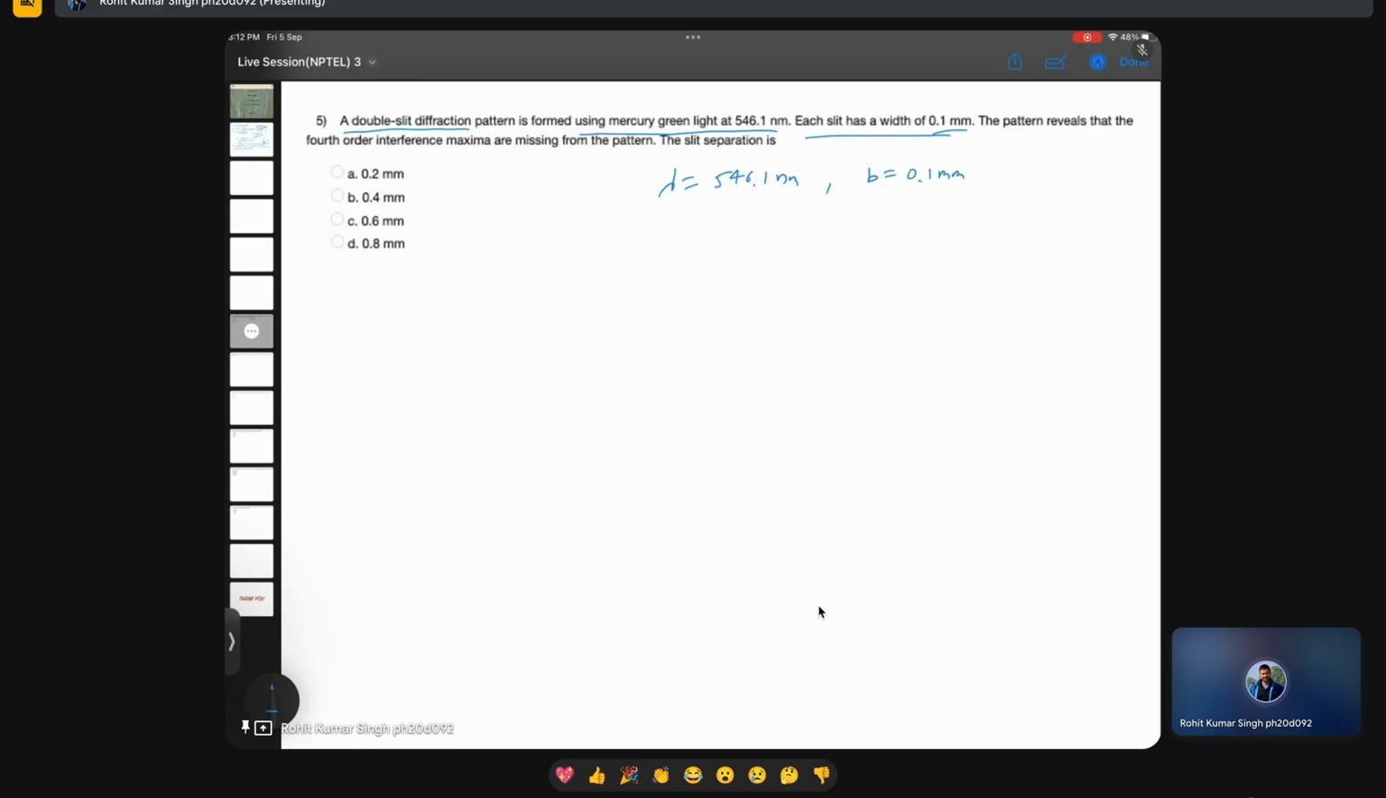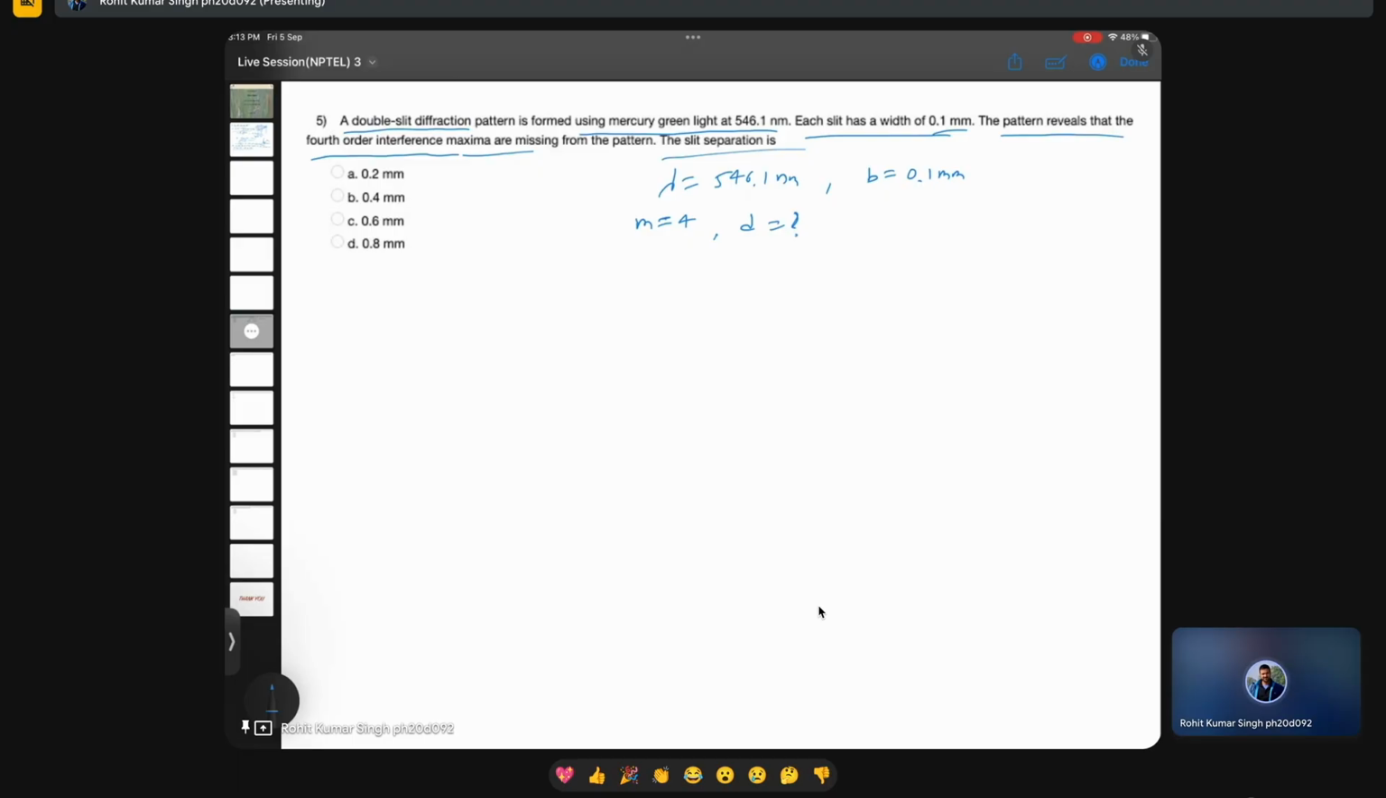Okay, and also it's given that the fourth order interference maxima is missing, that is m equal to 4 is given. Okay, and the question asks the slit separation, that is d. Okay, so this was the problem.